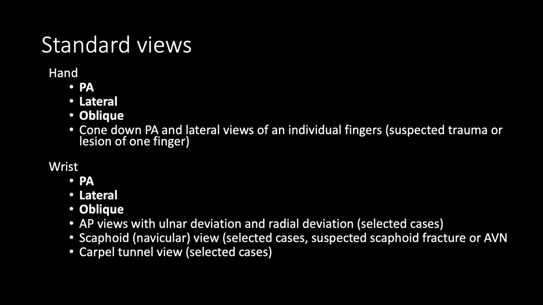So primarily in the wrist, we're going to be looking at the PA, a lateral, and possibly some oblique. And same thing for the hand. So just really those three standard views are the primary ones you'll see in most imaging studies.